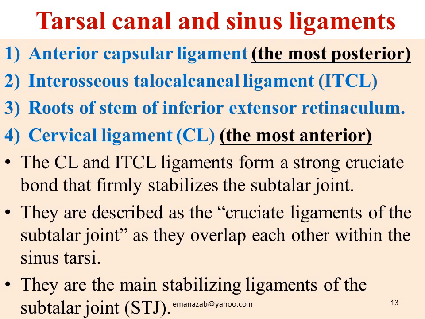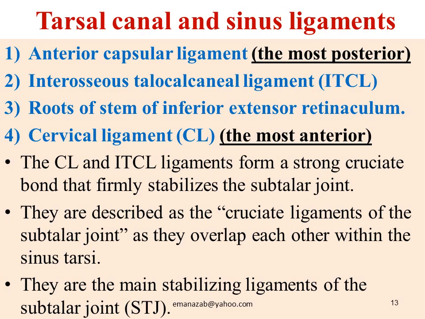These are the ligaments present in the tarsal canal and sinus, arranged from posterior to anterior: anterior capsular ligament, the most posterior, interosseous talocalcaneal ligament, root of stem of inferior extensor retinaculum, and then cervical ligament, which is the most anterior one. The cervical ligament and the interosseous ligament form a strong crocheted bond that firmly stabilizes the subtalar joint.